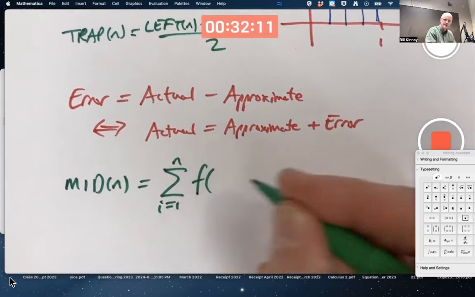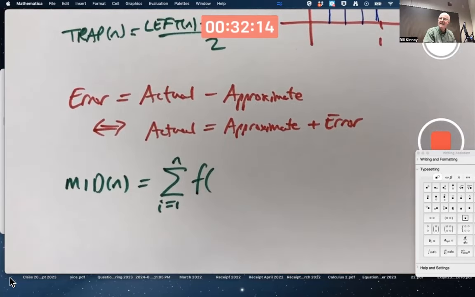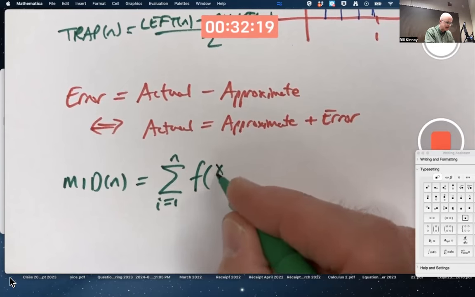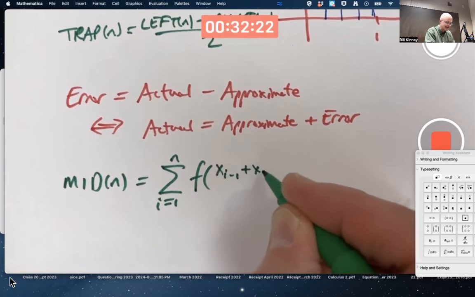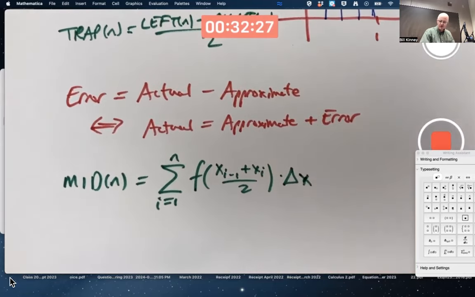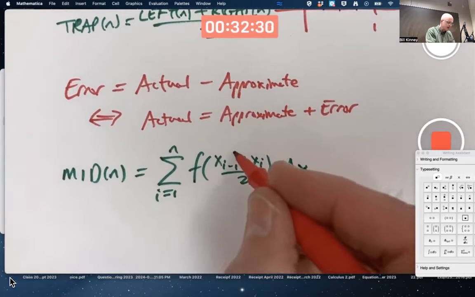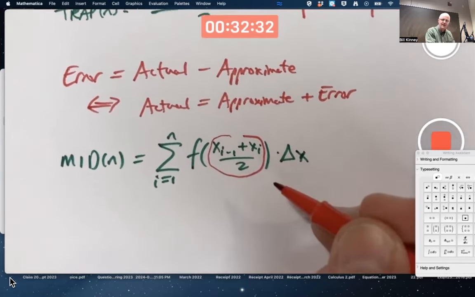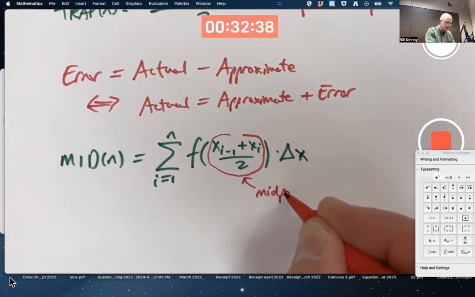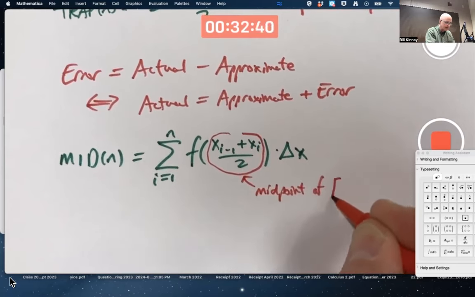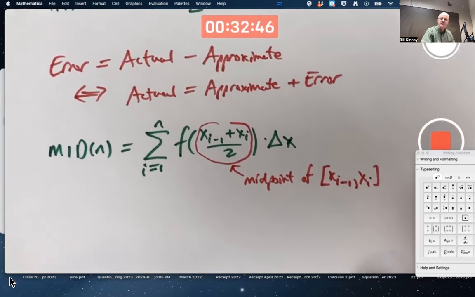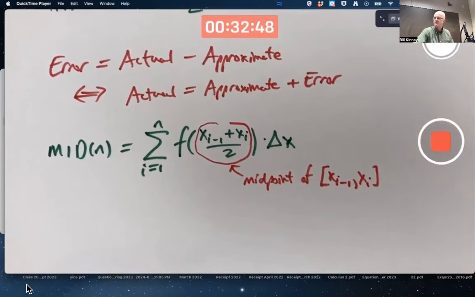So the thing that changes is you don't plug x_i into f. You plug, well, if I start i at 1, you plug in (x_{i-1} + x_i)/2. That number is the average of x_{i-1} and x_i. Add them up, divide by 2. It is the midpoint of the interval from x_{i-1} to x_i, because it's the average of the left and right endpoints. That's why.